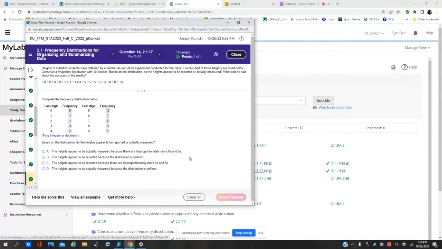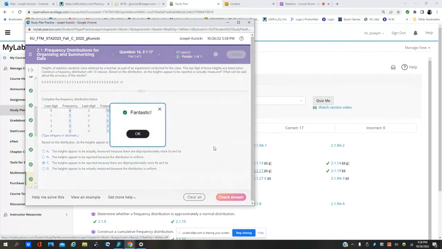The heights appear to be reported because there are disproportionately more zeros and fives. What that means is people are rounding off. They're just rounding them off to zeros and fives. Remember, this is the last digit of the heights, whether it's inches or centimeters. At any rate, that's what's going on here. They're rounding, because if they weren't rounding, you'd have a more uniform distribution.